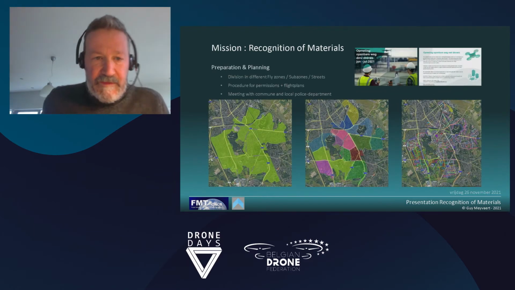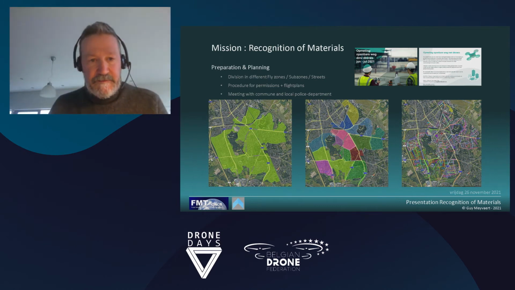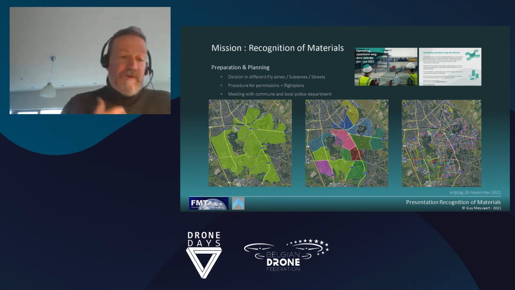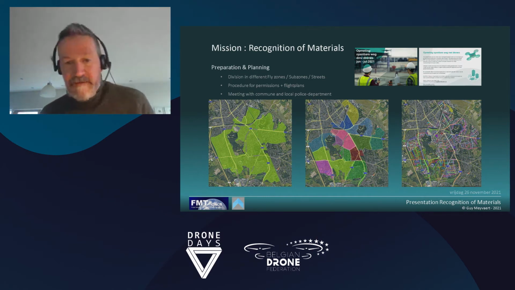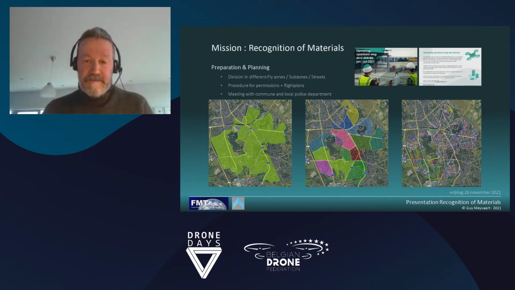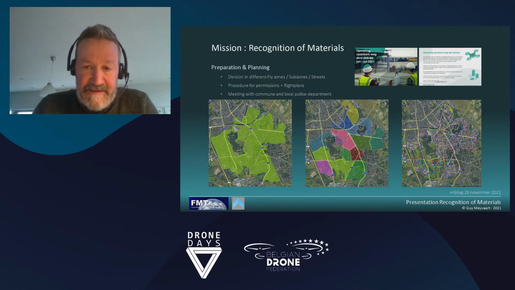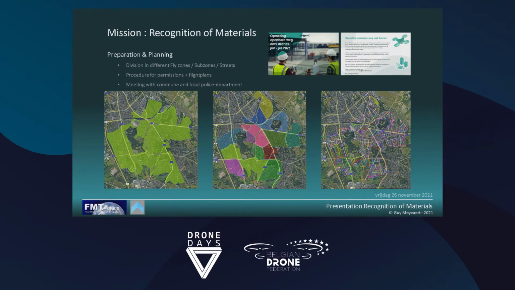So when we have our area to search the materials, we are going to divide the area in different parts. So it will be easier to execute, because we are going to execute during several days. And afterwards, each part we are going to define by street. So every street will be defined and every street will be programmed. So when we are on site, we can fly every street separately with our drones.